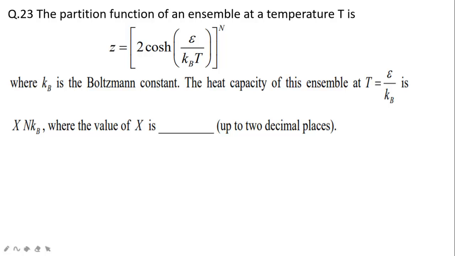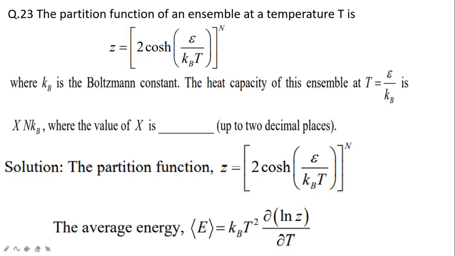यहाँ पे हमको पार्टीशन फंक्शन दिया हुआ है और हमें हीट कैपेसिटी निकालनी है. तो अप्रोच वही है हमारी. क्वेश्चन भी वैसे ही, ऐसे क्वेश्चंस आई थिंक आपको याद होगा. पहले हम एनर्जी निकालेंगे U और फिर हम हीट कैपेसिटी निकालने के लिए डेल U ओवर डेल T कर देंगे. सो पार्टीशन फंक्शन we have given. We will derive first the average energy equals to kBT square del over del T ln Z.